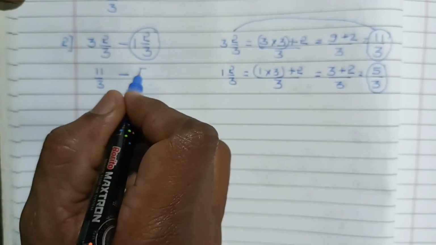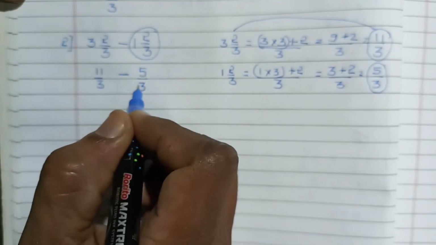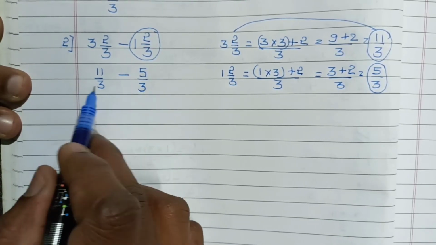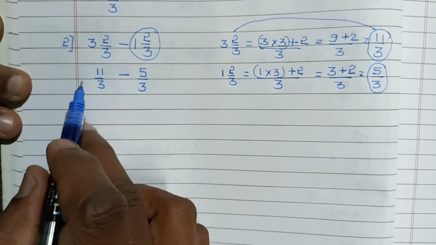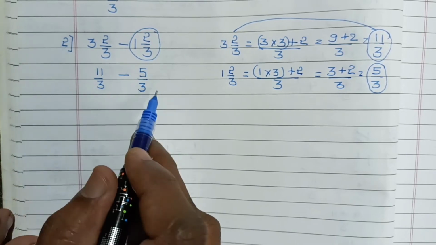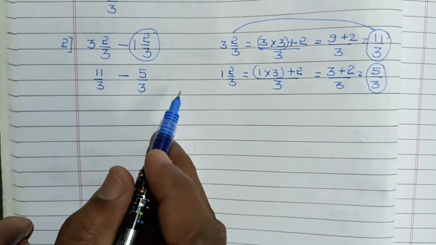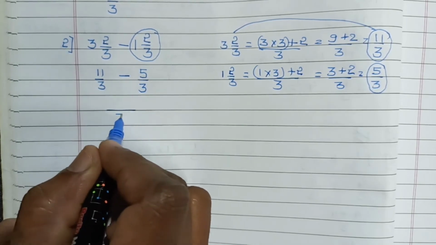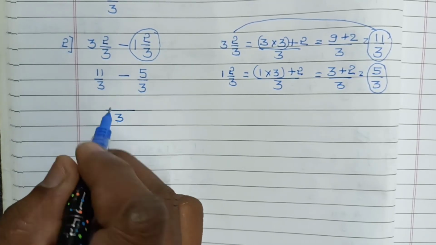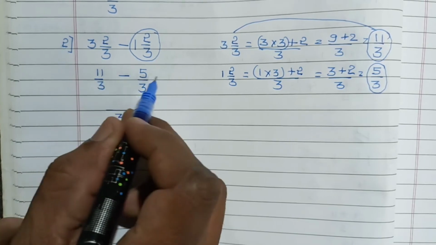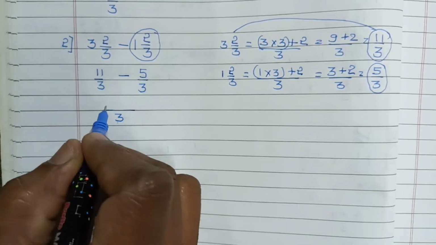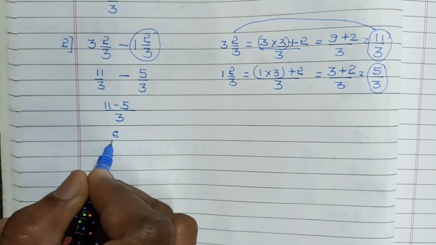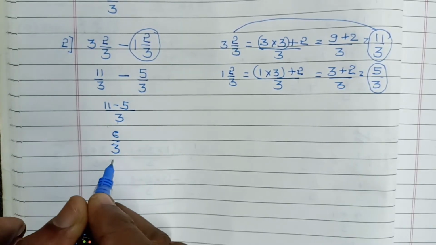This 5 upon 3 you have to write here. So now you have to compare the denominators here. Here the denominators are the same, so therefore these are like fractions. If the denominators are the same, at that time there is no need to find the LCM. Directly write this denominator only one time here, and now you have to do the subtraction of the numerators. 11 minus 5. So 11 minus 5 is how much? 6 upon 3. So the final answer is 2.